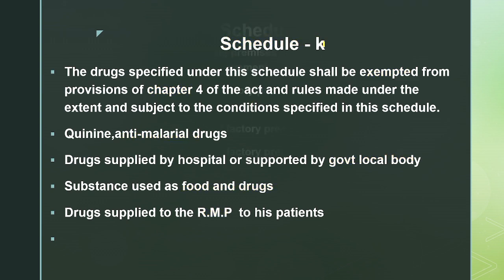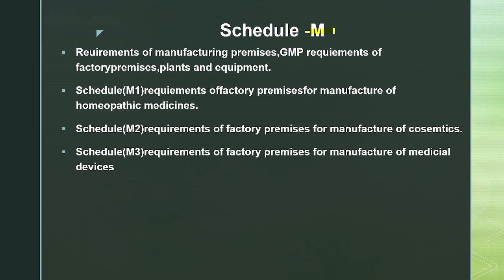Next, what is Schedule M? M mostly deals with manufacturing. The requirements of manufacturing premises, and GMP, good manufacturing practices, are required for factory premises. What is the layout of the manufacturing area, what equipment is needed, and what procedures need to be involved in good manufacturing practices. Schedule M mostly deals with three kinds of schedules: Schedule M1, Schedule M2, and Schedule M3.